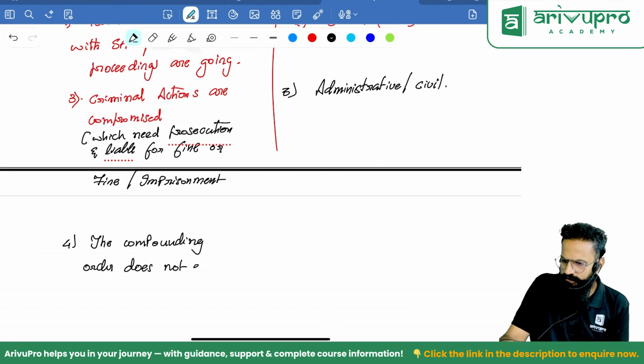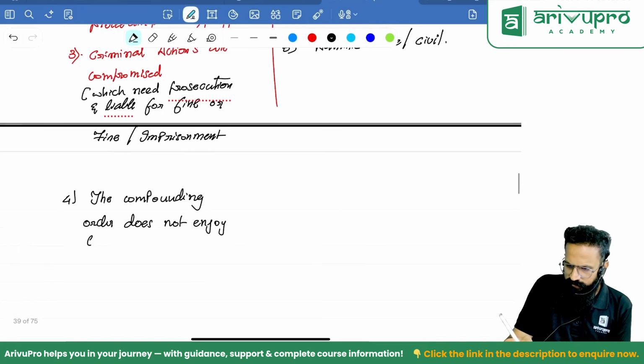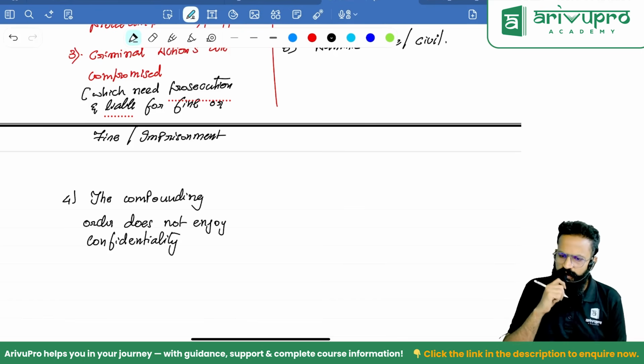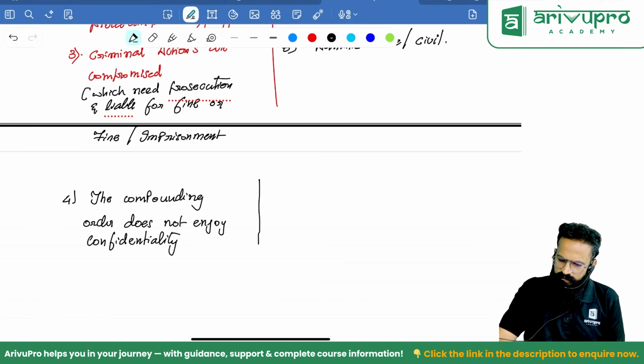Fourth one, the compounding order does not enjoy confidentiality. The compounding order does not enjoy confidentiality.